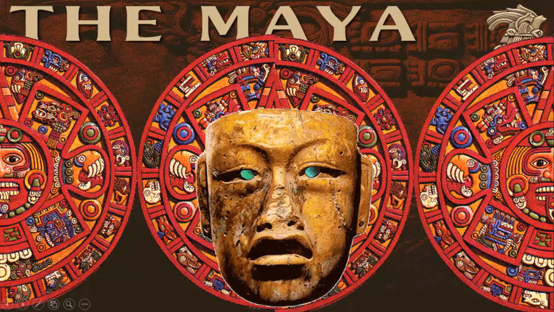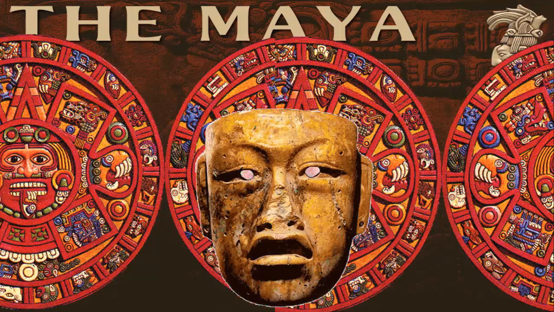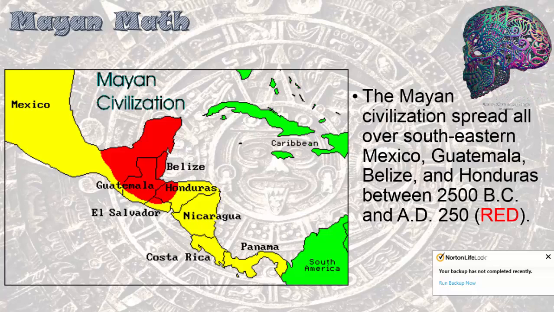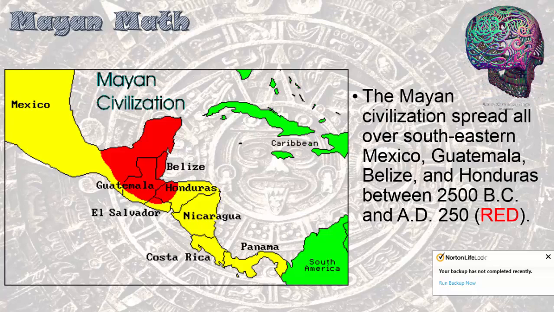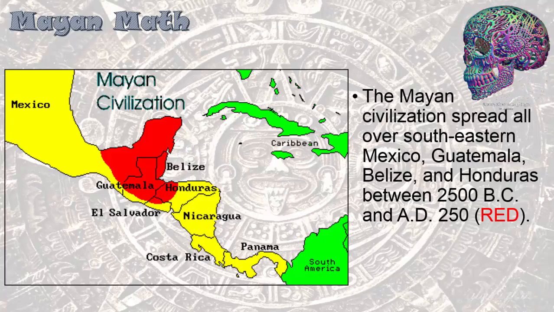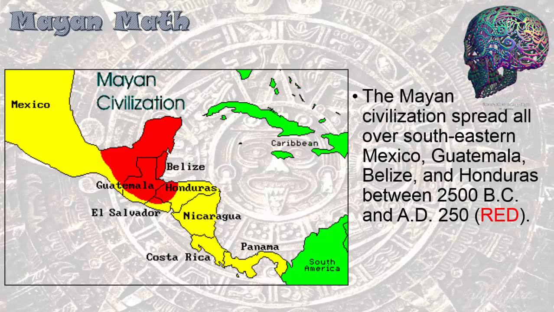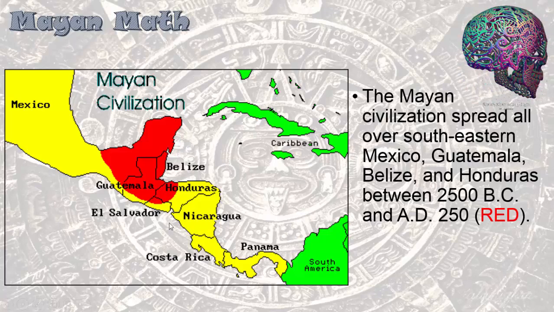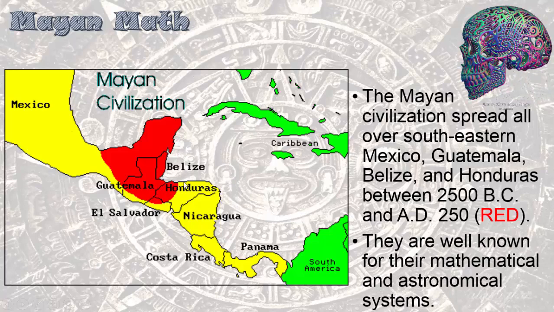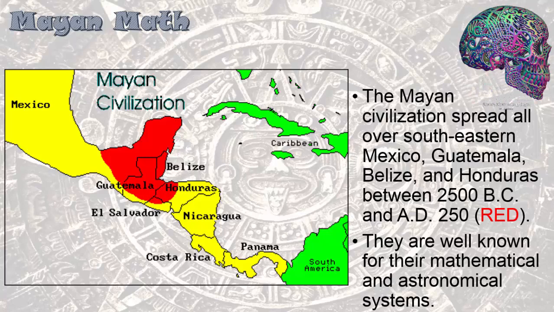Hello, welcome to chapter 2.2, and in this chapter we're going to discuss the Mayan number system. Mayan Math. The Mayan civilization spread over southeastern Mexico, Guatemala, Belize, and Honduras between 2500 BC and AD 250. So here in red is where the Mayan civilization was. They are well known for their mathematical and astronomical systems.